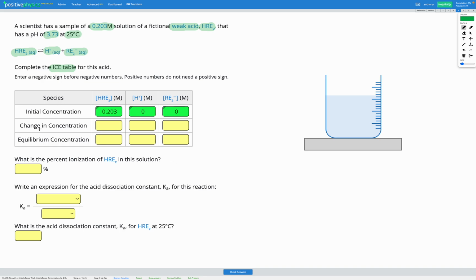So we're going to fill this ice table in exactly the same way as we have in the previous units. So for our change, we're going to use X, and we're going to look at our equation and figure out what the changes of each compound would be in terms of X. So if we use up X of HRE2, we're going to have a change of minus X. And that means we're going to have a change for our products of plus X. Because for every HRE2 that's used up, we make an H plus and an Re2 minus. So those are going to be our changes in concentration.